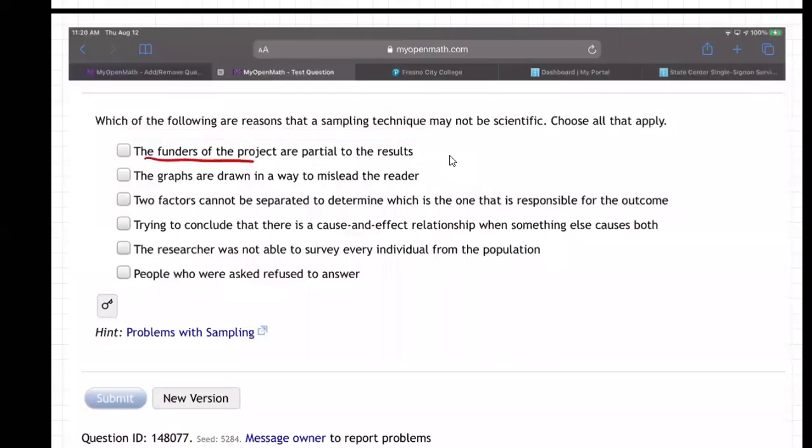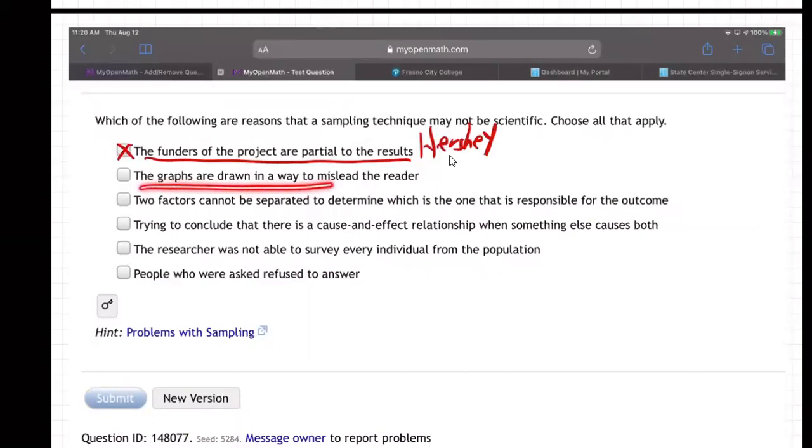The funders of the project are partial to those. Well, yeah, that's a problem, right? If you read about a new study which showed that chocolate helps people live longer, there's scientific evidence that chocolate helps people live longer, and then you realize the study was sponsored by Hershey, you might go, huh, I don't know if I can trust those results, right? The Hershey Company has a motive to make you want chocolate. So that can be a problem.